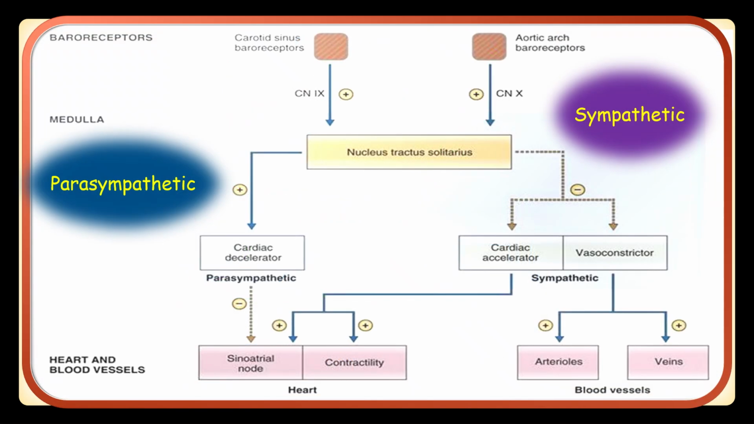This is one more slide, again reinforcing the same information. The baroreceptors send the afferent signals to the nucleus tractus solitarius. The nucleus tractus solitarius, through the parasympathetic branch, causes a decrease in the heart rate by inhibiting the sinoatrial node, and the sympathetic will activate the cardiac accelerator center, so it increases the impulse in the sinoatrial node and contractility. Also, vasoconstrictor activity is done by the sympathetic nervous system through the arterioles and the veins.